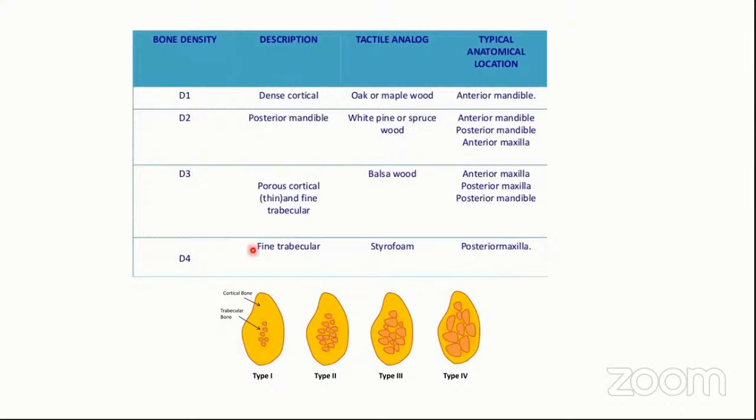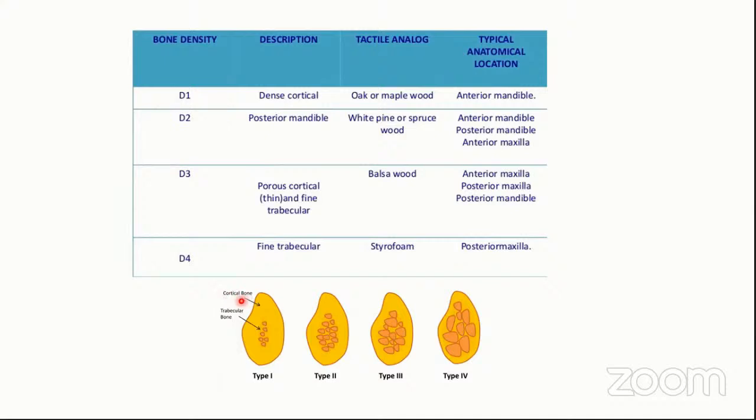Okay, so you have to know this chart by heart. This has been asked on numerous occasions, so you have to know. Just remember figures like these ones, right? The more cortical bone you have, it is always good. So remember, C is better than T. You do not want much trabecular bone, you want more cortical bone.